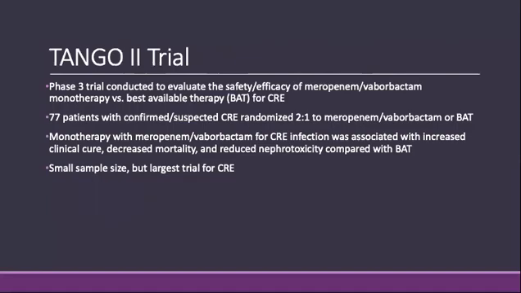While meropenem-vaborbactam is only approved for UTIs right now, there are studies for additional uses. The TANGO II trial was a phase 3 trial that evaluated the safety and efficacy of meropenem-vaborbactam monotherapy versus current best available therapy for CRE. Best available therapy includes either monotherapy or combination therapy with polymyxins, carbapenem, aminoglycosides, tigecycline, or ceftazidime-avibactam alone. For the results, monotherapy with meropenem-vaborbactam for CRE was more effective compared to traditional therapy with what we have available now.